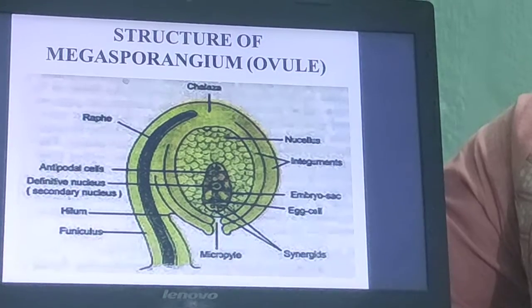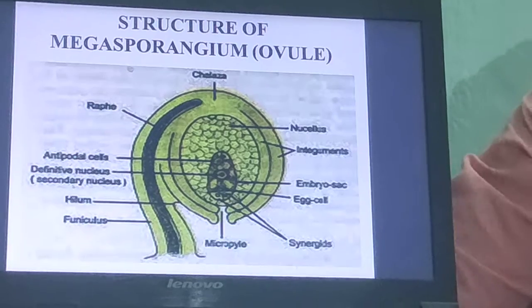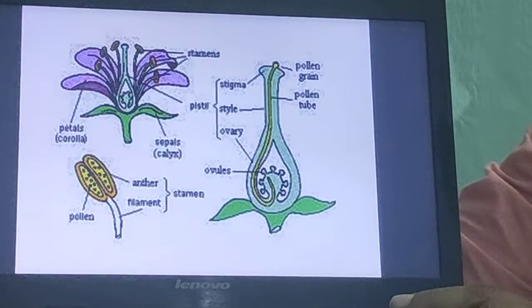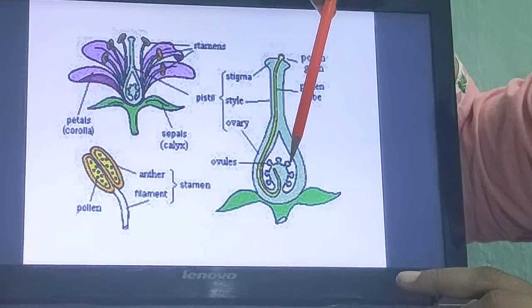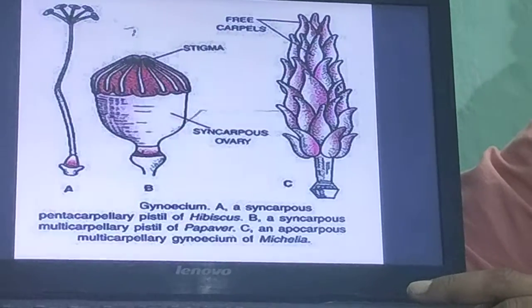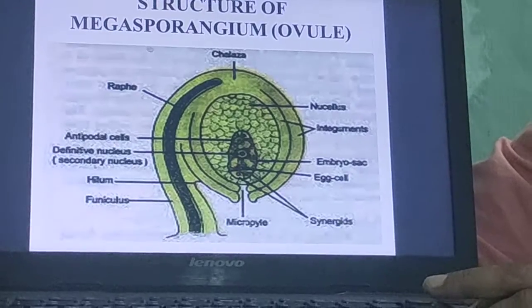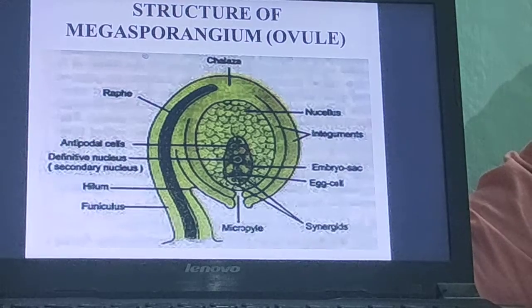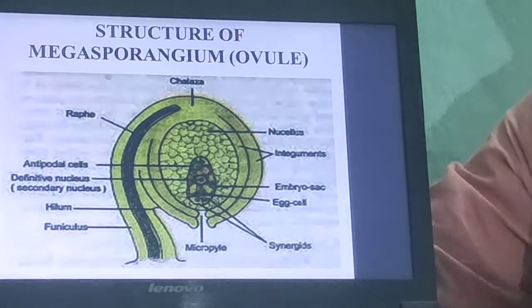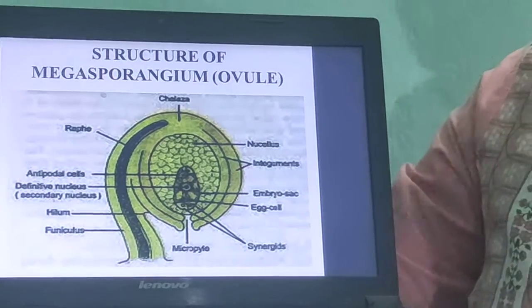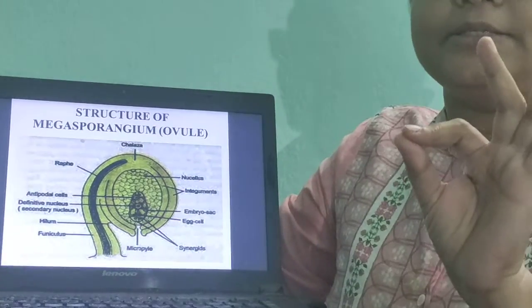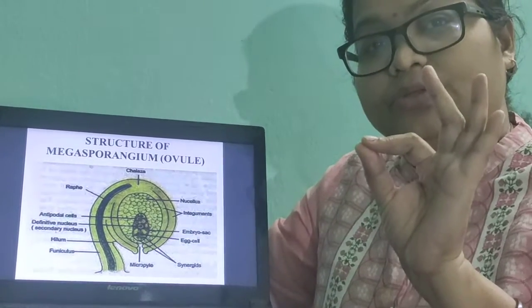Clear? Then coming to the structure of an ovule, right? Here you have already observed, inside the ovary the ovules are present attached to the placenta. So let us discuss the structure of an ovule, which is known as the megasporangium. Why is this important? Because, as I have told you, the ovule is the structure inside which the egg is present or produced.